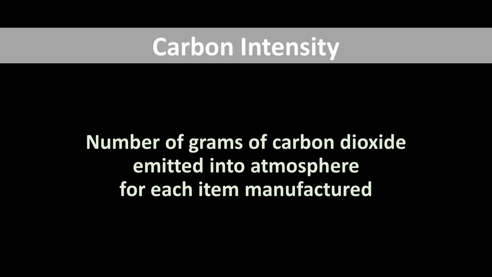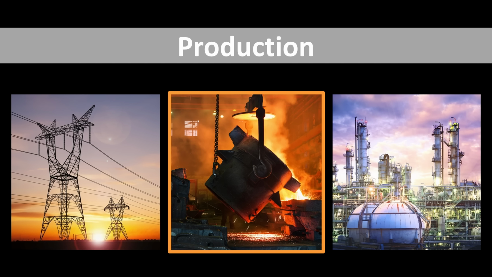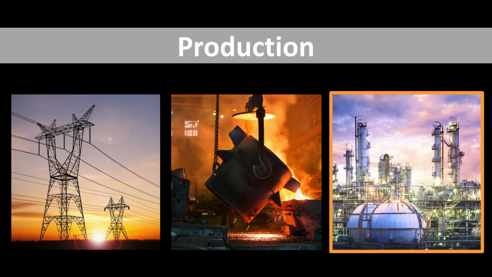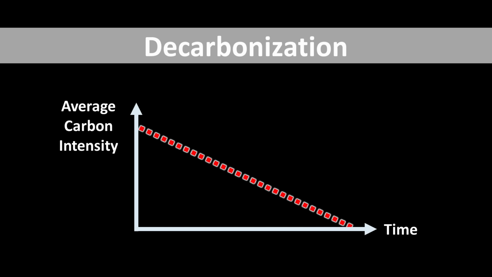Each manufactured item has a carbon intensity, which is the number of grams of carbon dioxide that is emitted into the atmosphere for each item made. Items include electricity, materials such as copper, and chemicals such as ammonia. For example, manufacturers typically emit 4 grams of carbon dioxide for each gram of copper that is produced, and electrical power plants typically emit 400 grams of carbon dioxide for each kilowatt hour of electricity that is produced with natural gas. When a nation decarbonizes, average carbon intensities decrease.